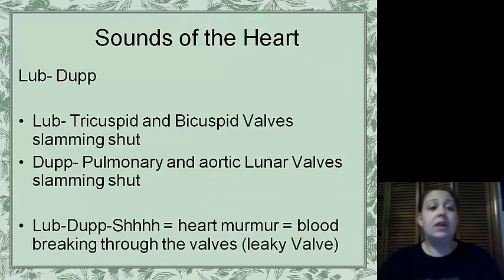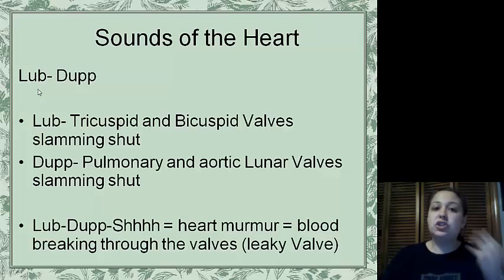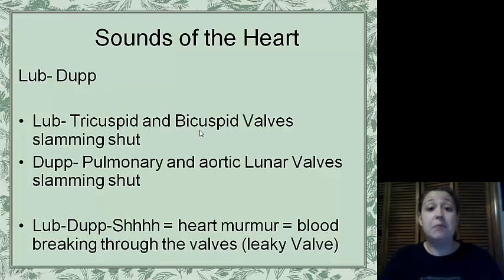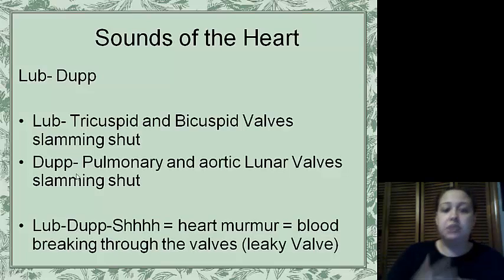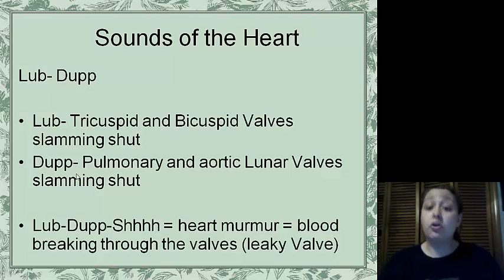Sounds of the heart, which should have a lub-dub sound, and that's two areas actually closing. The lub is going to be the tricuspid and the bicuspid valve slamming shut together, and the dub should be our pulmonary and aortic semilunar valves slamming shut together. If you hear a lub-dub-shh, lub-dub-shh, it's typically a heart murmur, and some blood is breaking through those valves, causing a leaky valve.